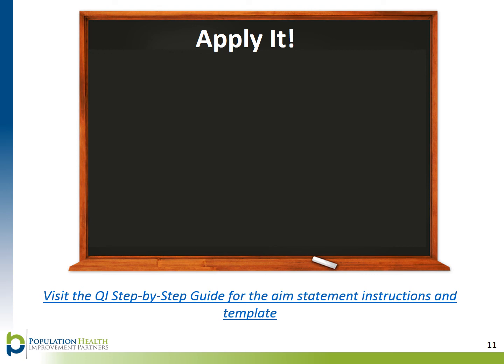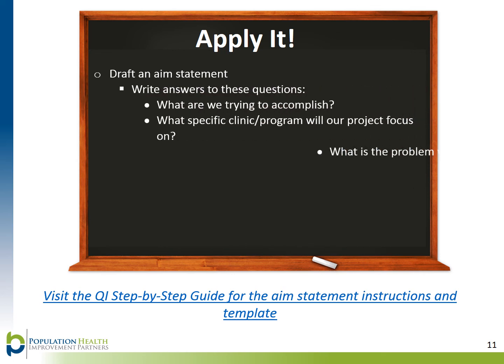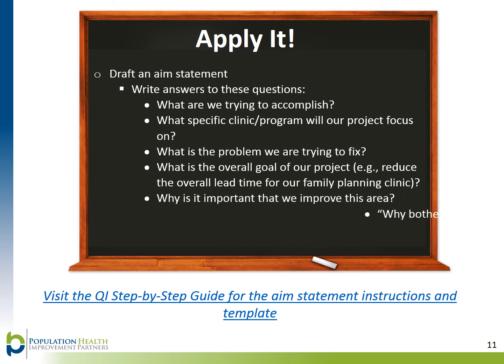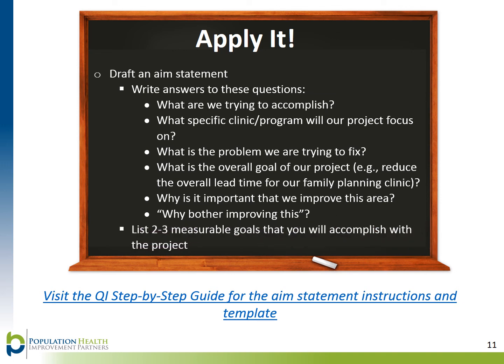Now let's try it. Think of a problem or issue you've encountered lately at work or at home. How would you begin to draft an aim statement to tackle this problem? Think about the following questions. What are we trying to accomplish? What specific clinic or program will our project focus on? What is the problem we are trying to fix? What is the overall goal of our project? For example, to reduce the overall lead time for our family planning clinic. Why is it important that we improve this area? Why bother improving this? Then, list 2 to 3 measurable goals that you will accomplish with the project.